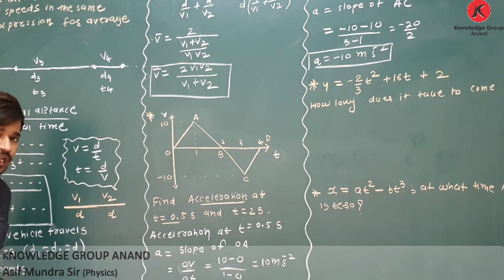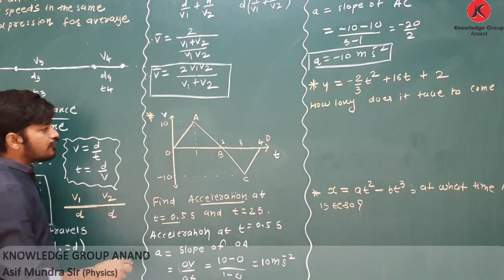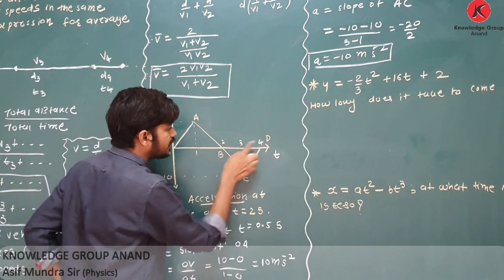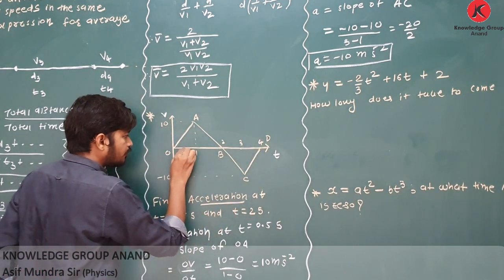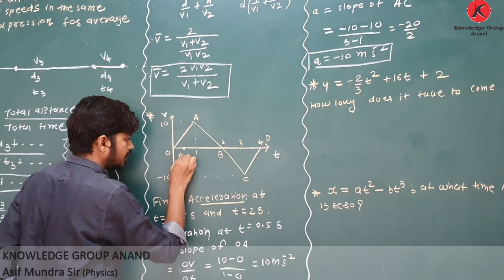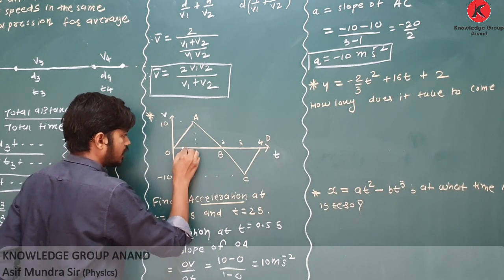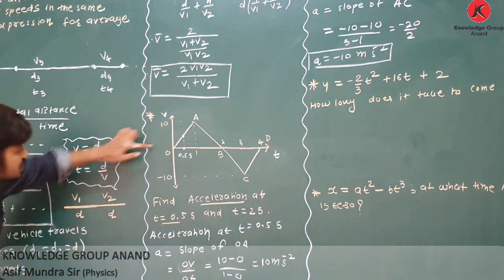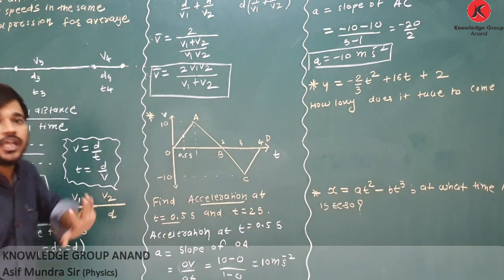See carefully here. 0.5 second, it is on the time axis: 0 second, 1 second, 2, 3 and 4. So 0.5 second, it is here. It is 0.5 second, and its respective point is here on this straight line OA.